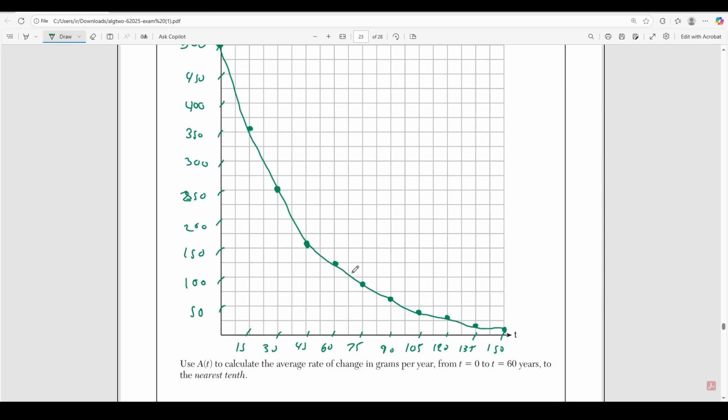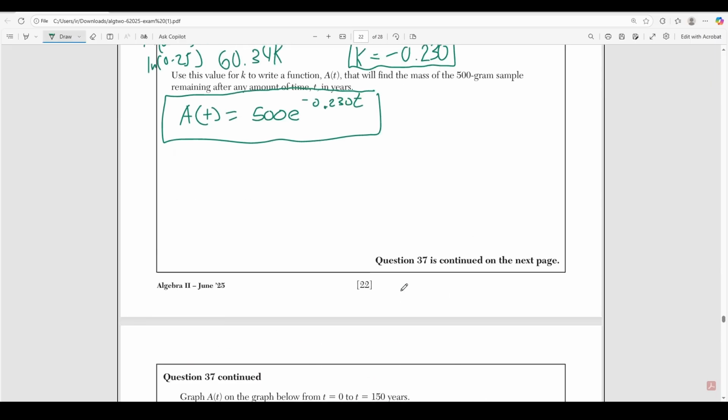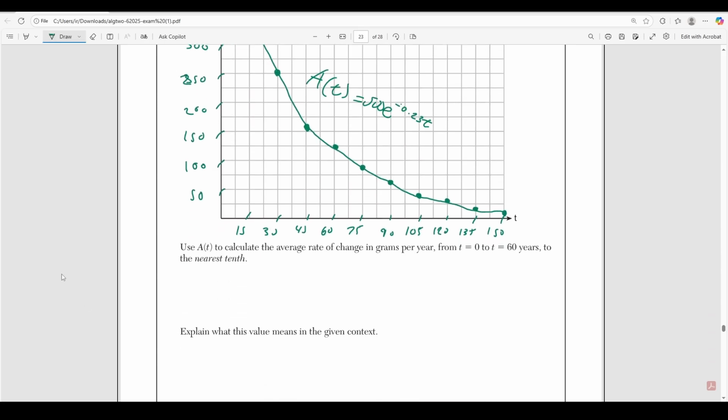And finally, I just want to label this as A of t is equal to 500 times e to the power of negative 0.23t. Okay, so now this says use A of t to calculate the average rate of change in grams per year from t equals 0 to t equals 60, and then round your answer to the nearest 10th.